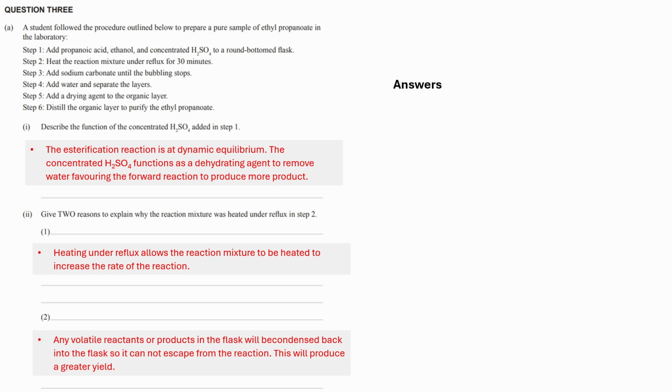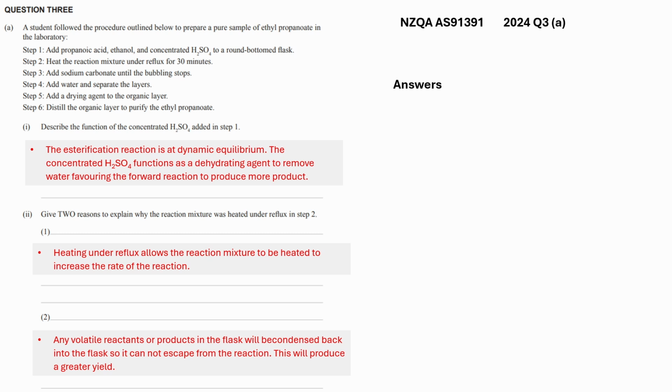We heat it up to make the reaction happen more efficiently, more quickly, and we put the condenser on to make sure that we don't lose any of the reactants and products from them vaporizing. We condense them back into the mixture, and that will produce a greater yield.